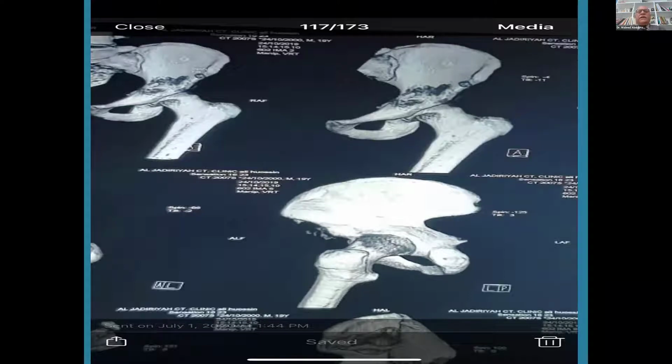This is the CT done a few months later. You see now the course is more aggressive. The lesion in the ilium is more aggressive, as you see. Still the acetabulum is good, but the ilium is involved. There is destruction.